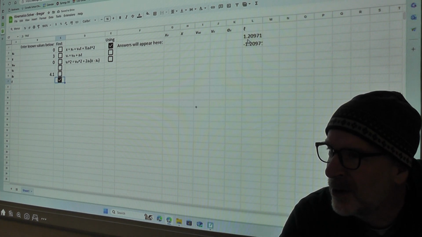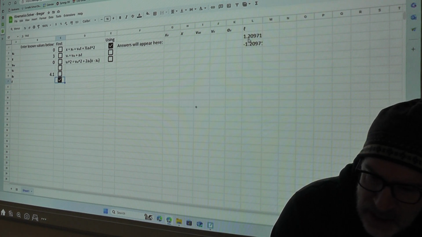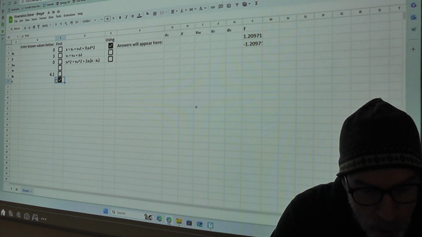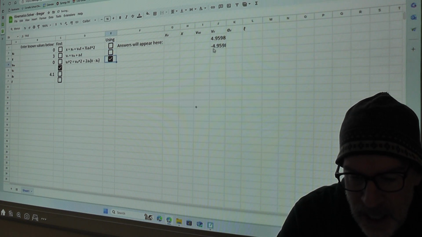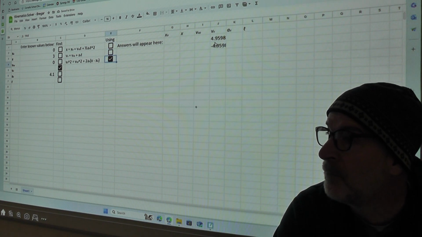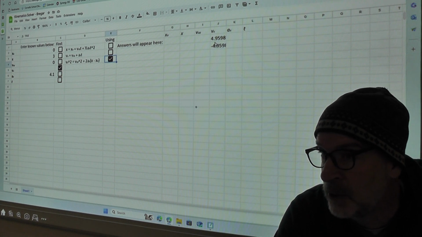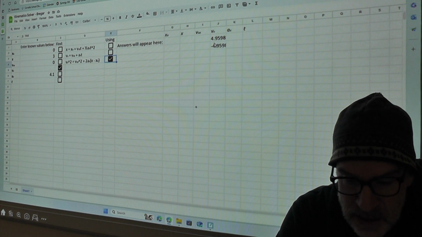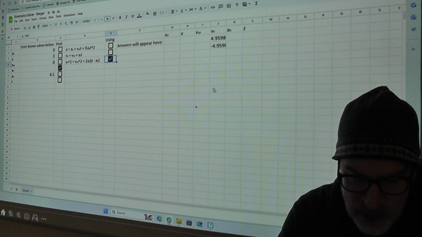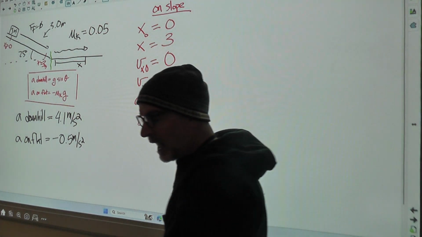1.2 seconds. Of course, that's not wrong, it's just not super helpful. Or we could find how fast he's going at the end. That might be kind of helpful. If we know how fast he's going, then maybe we can use that to figure out how far he's going to go once he's on the flat. So he's going about 5 meters per second at the end. So let's start with that and see where we get.